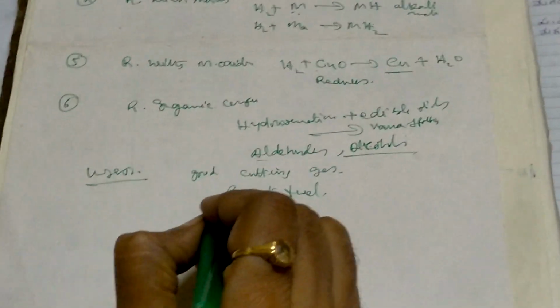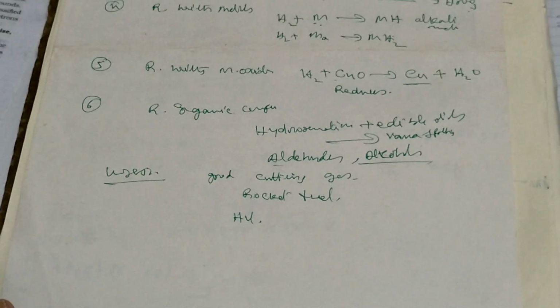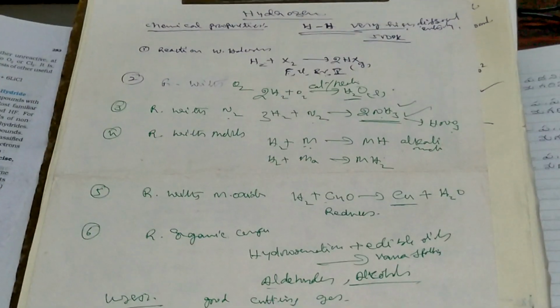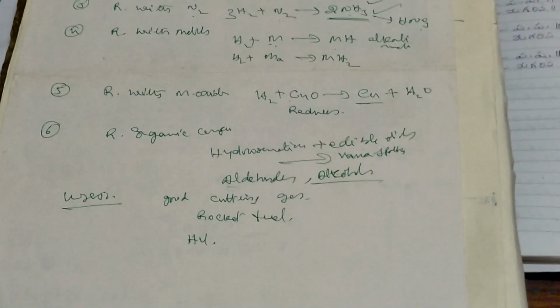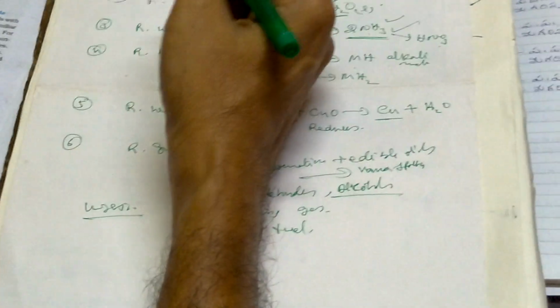Another use is HCl, which is in great requirement in industries. Hydrogen's first reaction we saw, with the halogens, gives HCl, which is very useful. So these are the uses and these are the chemical properties.